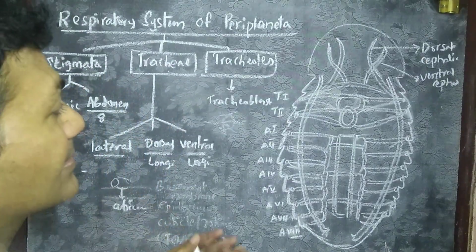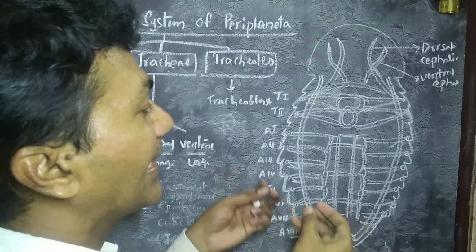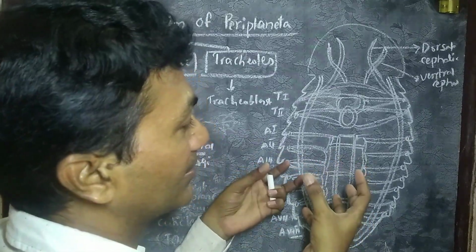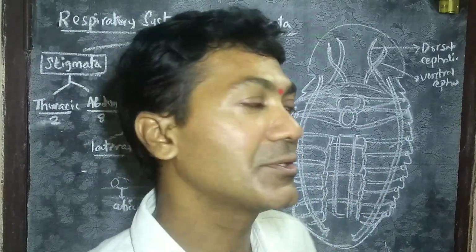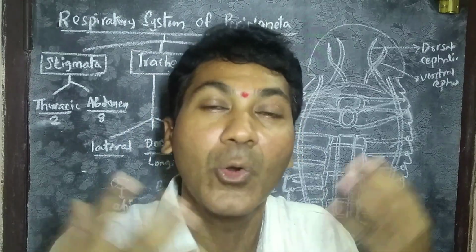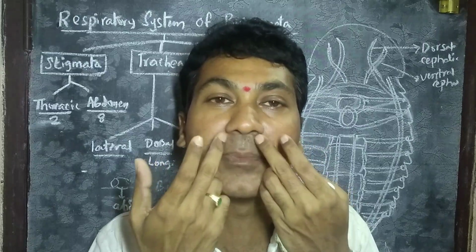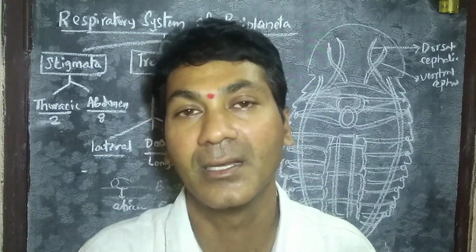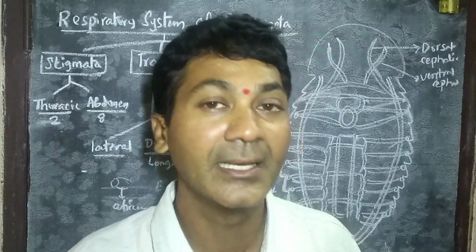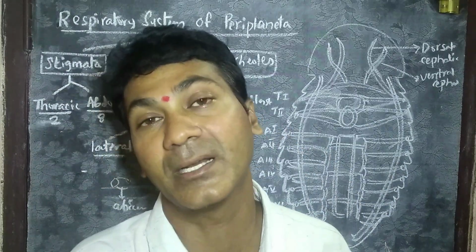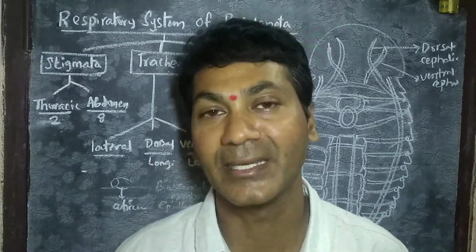As the cockroach contains numerous, meaning 10 pairs of spiracles, this mode of respiration is known as polyneustic respiration. Polyneustic means many outer openings of the respiratory system. We have only two outer openings, the nostrils, the external nares, by which we draw air from the outside, right? But they have more than two spiracles, more than two outer openings, hence it is called polyneustic.